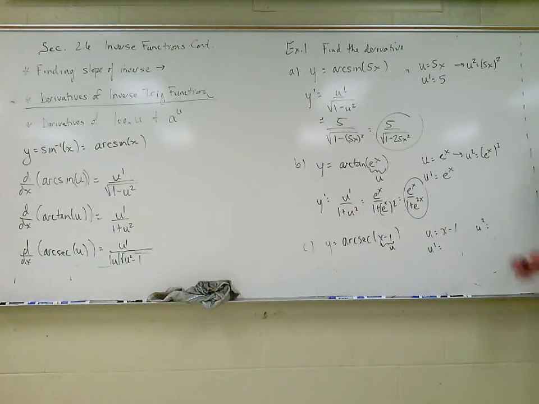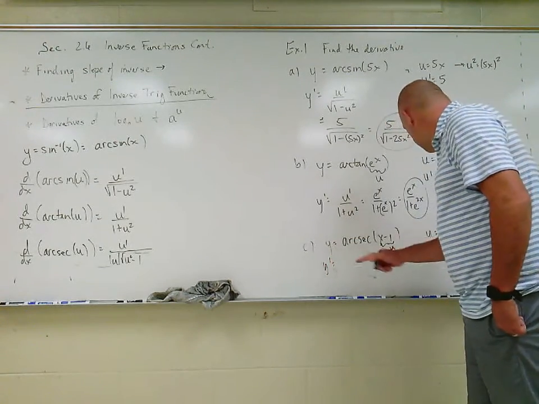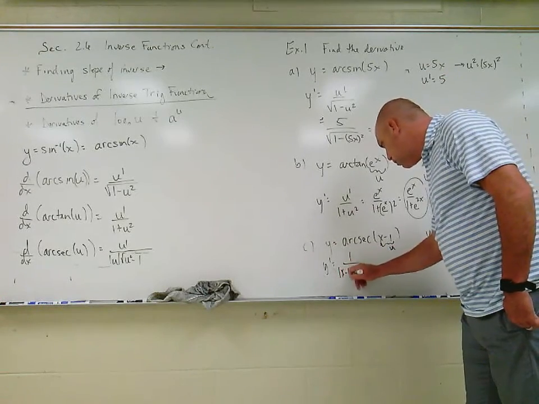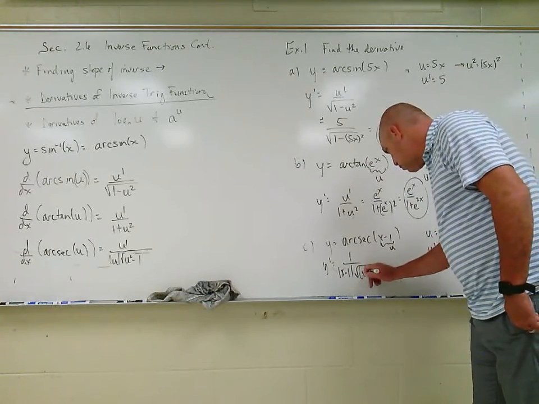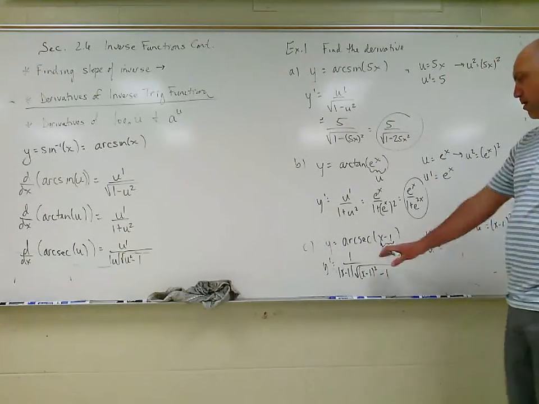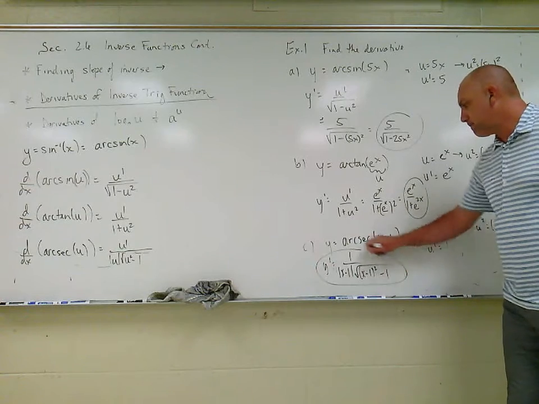Okay? So my u prime is 1, u squared is x minus 1 quantity squared, and then I just sub everything in. So y prime is u prime, which is 1, over absolute value of x minus 1, times the square root of u squared, which is x minus 1 quantity squared, minus 1. Now they may want you to expand that, but that's pretty much it right there.